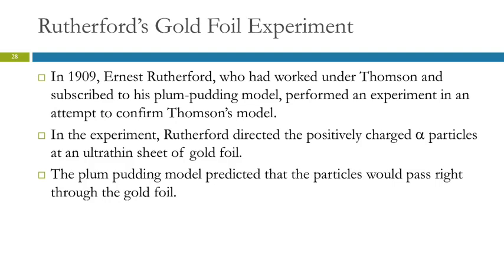Okay, so Rutherford. Rutherford was a student of Thomson, and he went along with this blueberry muffin model. And so he did an experiment trying to confirm that. Because you have a hypothesis, that's great, but you got to prove it. You got to show that it might be correct. So he does an experiment where he takes positively charged alpha particles and he shoots them at a very, very thin sheet of gold foil. The plum pudding model would predict that those particles should just go straight through the foil.